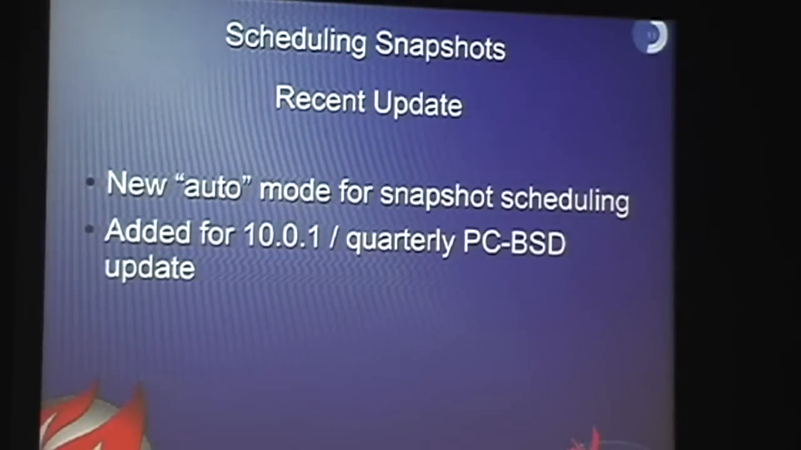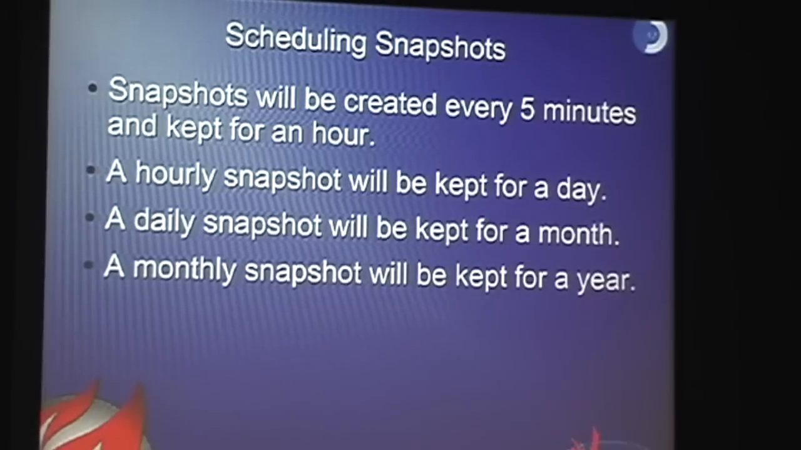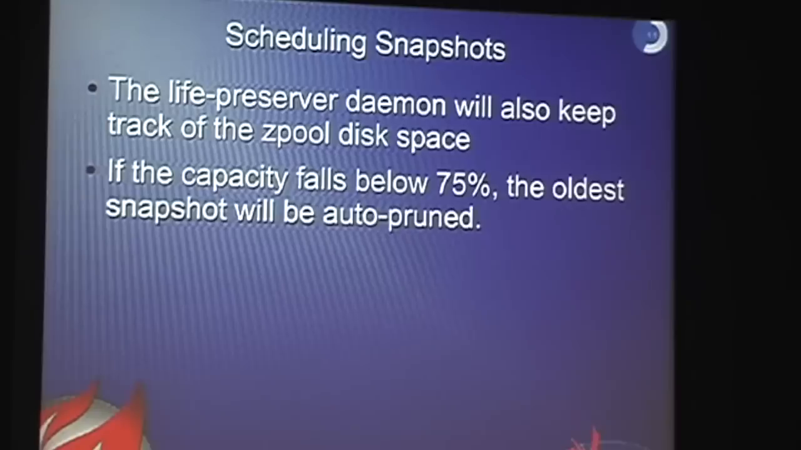So a little thing that got added this last week, though, we added a new automatic mode for snapshot scheduling, which is pretty cool. It's what I'm using on all my boxes now. That just went out in the 10.01 PC-BSD update, and it hit the ports tree a couple days ago. What that basically does is it'll create snapshots every 5 minutes, which are kept for an hour. And then an hourly snapshot will be kept for a day. A daily snapshot will be kept for a whole month. And then a monthly snapshot will be kept for a year. So very user-friendly. Via the GUI, it's like automatic, finish, done. You don't have to set anything else. It just takes care of it.